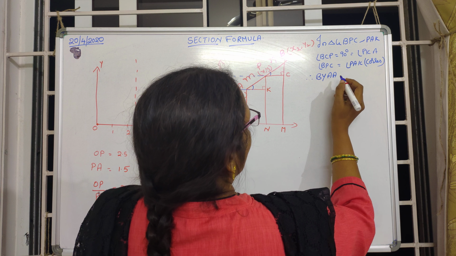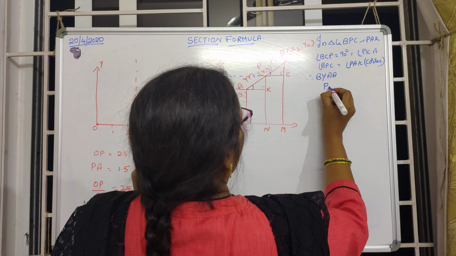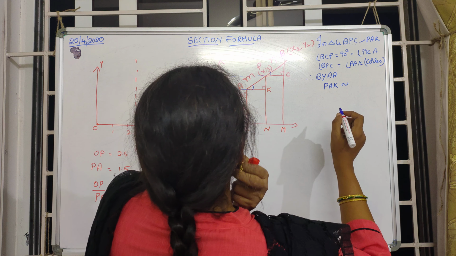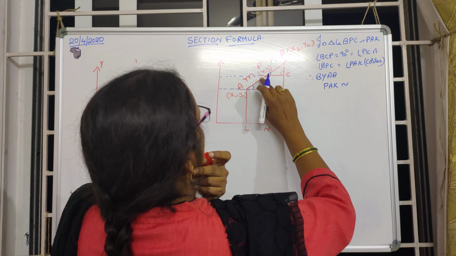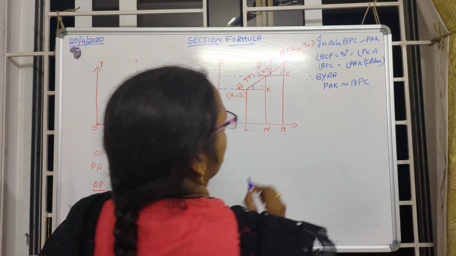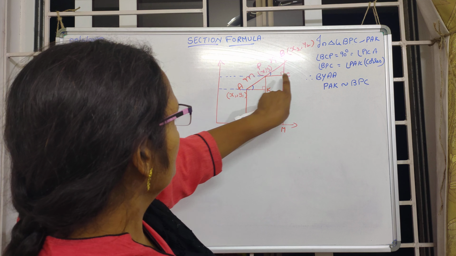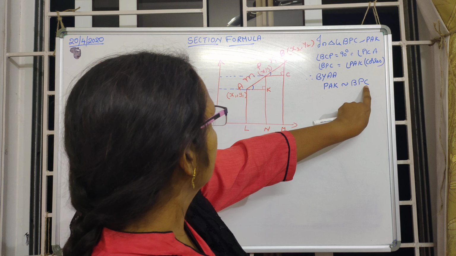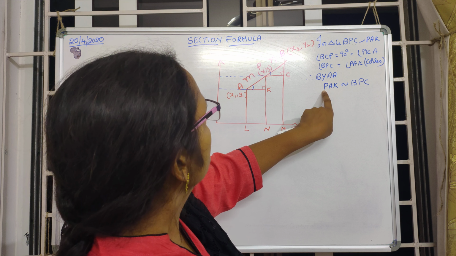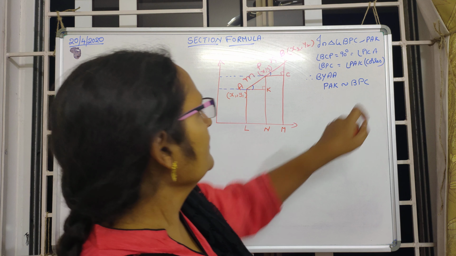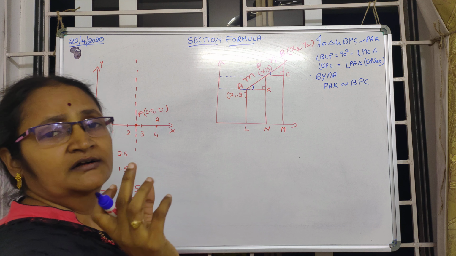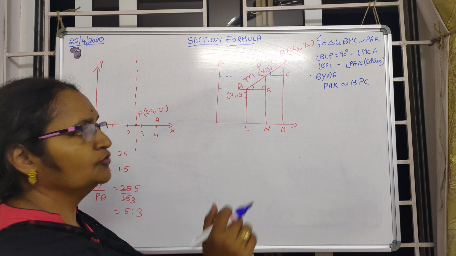Therefore, what do we write here? Triangle PAK is similar to triangle BPC. How to check it? Angle K equal to angle C, angle A equal to angle P, and angle P in PAK equal to angle B. If two triangles are similar, then their sides are in proportion. How do we write that?